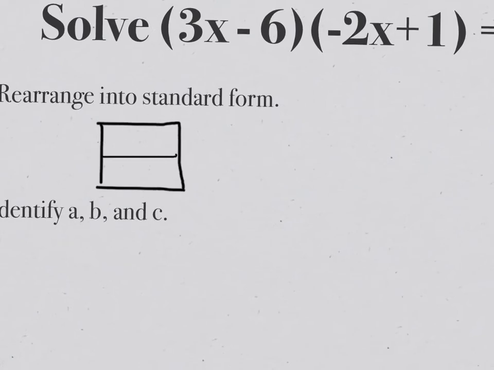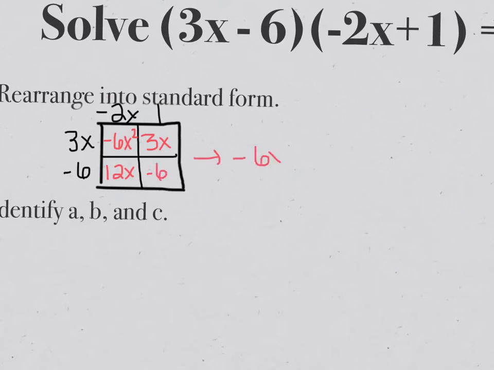So if I was going to multiply these together, I would have 3x and negative 6, and then negative 2x and positive 1. So 3x times negative 2x gives me negative 6x squared. 3x times 1 gives me just 3x. Negative 6 times negative 2x gives me a positive 12x. And negative 6 times 1 gives me a negative 6. So my final answer here is negative 6x squared. Let's put these together. 3 and 12 is 15, so plus 15x. And then minus 6 equals 0.